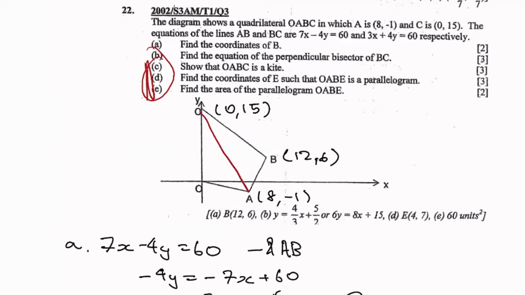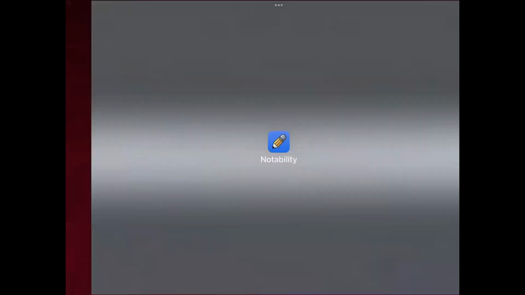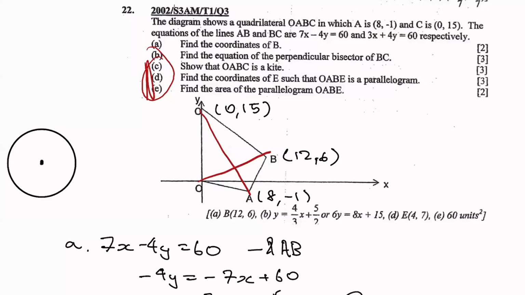Very simple. Special property of kites. Diagonals are perpendicular. But wait, there's another shape that has perpendicular diagonals. Let me draw a circle. Then let me draw another. Let me mark its center first. Let me draw another. Oh, sorry. Let me draw another circle.